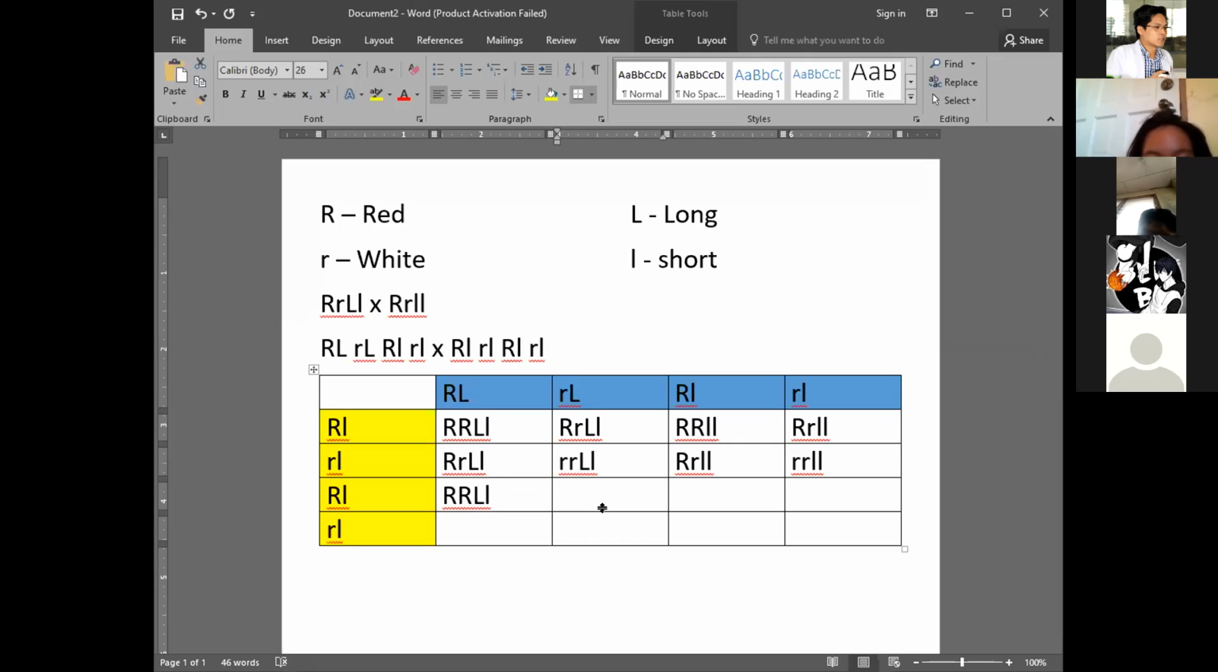How about the next? Big letter R, small letter r, big letter L, small letter l. So it is now considered as heterozygous red with a heterozygous long body. Heterozygous because it carries the gene for short. How about the next?